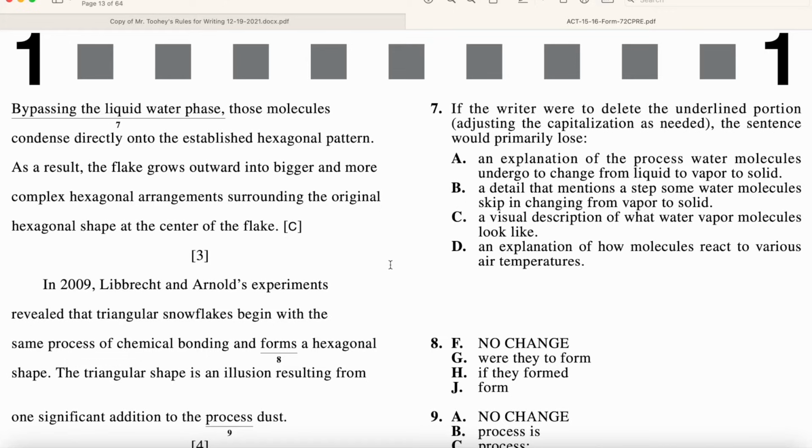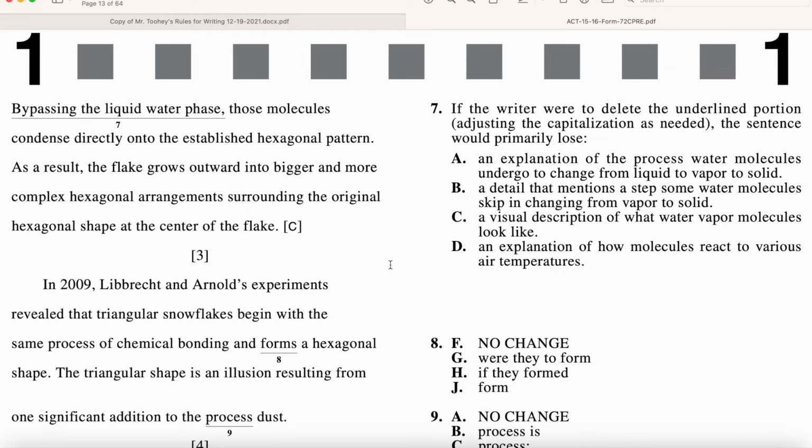Let's try C. A visual description of what water vapor molecules look like. That's definitely not. Where's a visual description? You can just look at the first part of the answer choices, and if you think about it logically in light of the question, you can't go with A or C. What about D? An explanation of how molecules react to various air temperatures. It does not mention temperatures at all. Not at all, and still no explanation. So it's got to be B.